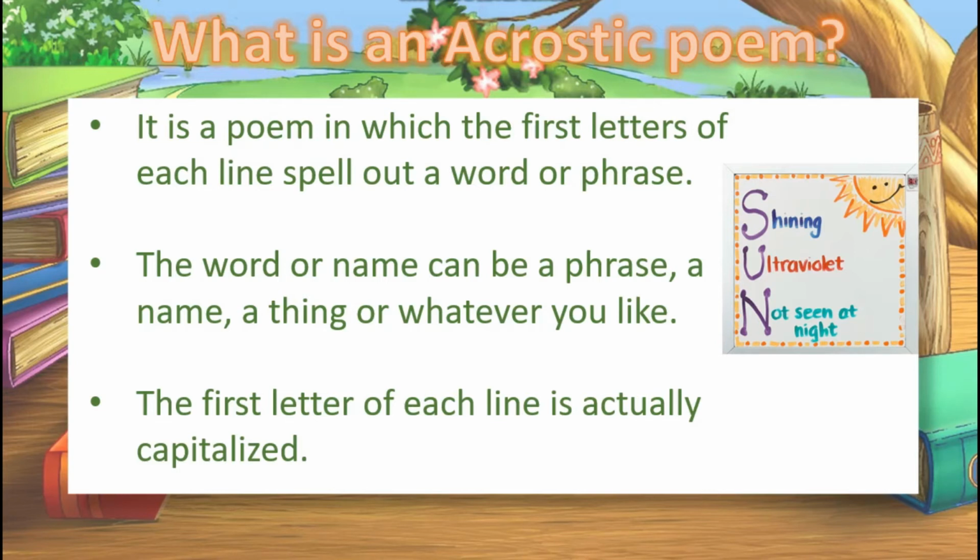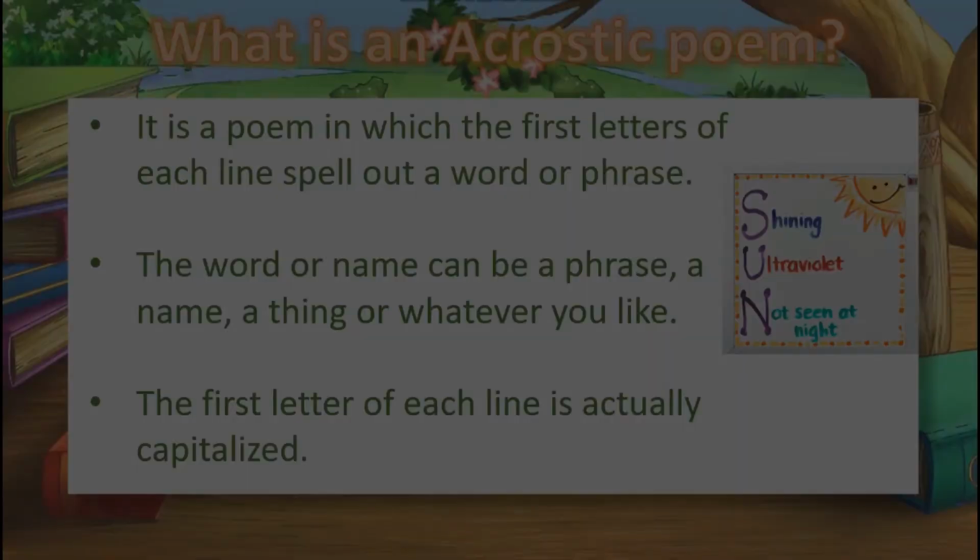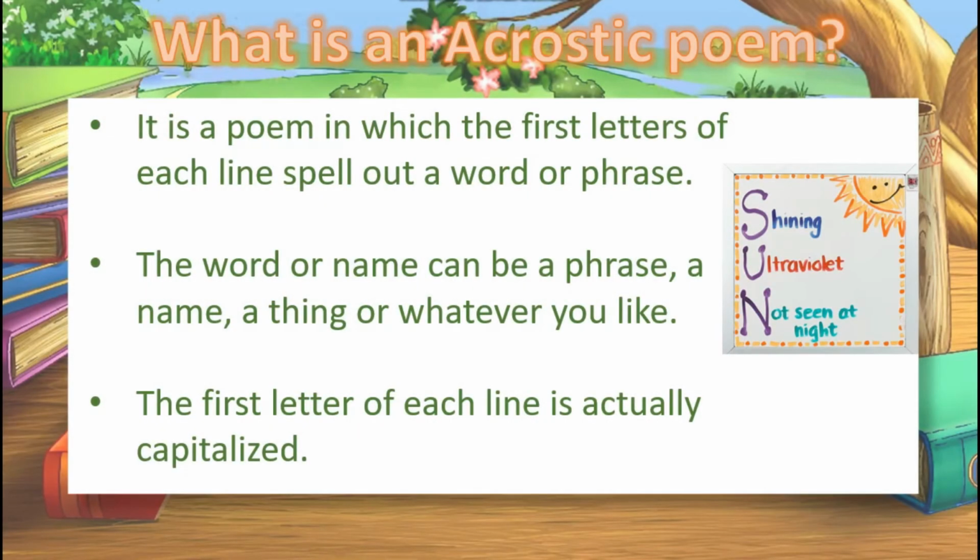So this is the first encounter with acrostic poems, in which we explain that it's a poem in which the first letters of each line spell out a word or phrase. The word or name can be a phrase, a name, a thing, or whatever you like. And last but not least, the first letter of each line is capitalized. So this was a small definition of acrostic poems and some of the features that you can find in such poems.